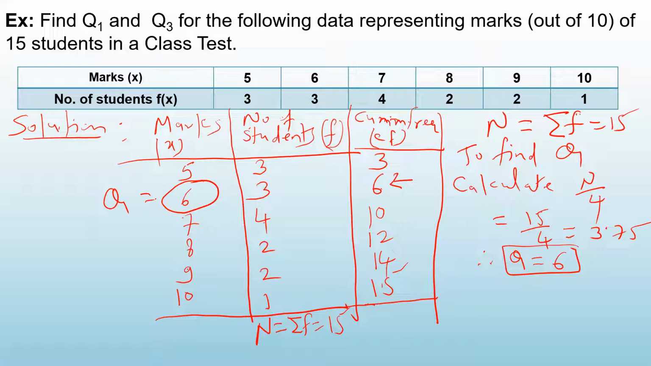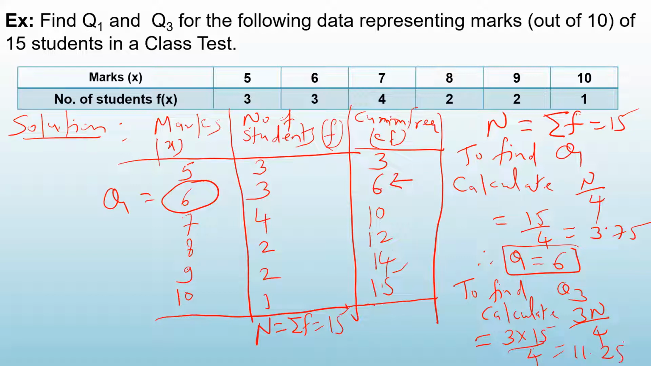Correct? Now you have to find out Q3. Okay? How will you find Q3? To find Q3, what you need to calculate first? You need to calculate 3n/4. Q1 के लिए n/4, Q3 के लिए 3n/4. Okay, this is how you have to remember. So it will be 3 into 15 upon 4. कितना आता है आंसर? 45 upon 4. 11.25. Okay.